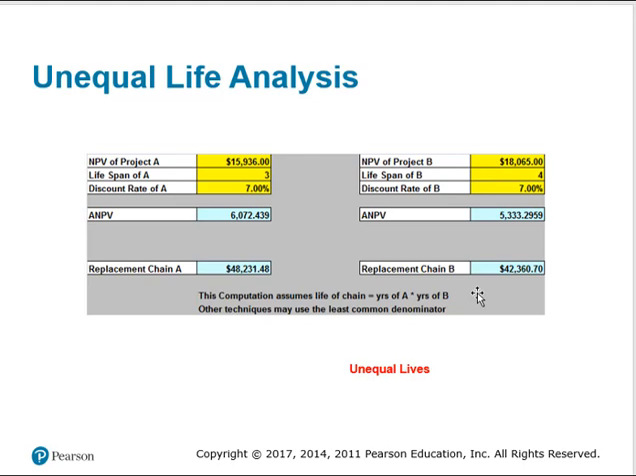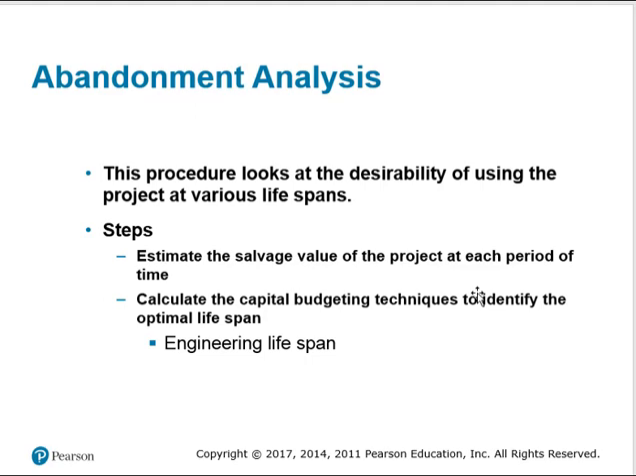So speaking of lifespan, the last thing to talk about is something called abandonment analysis. What we're looking to solve for here is something called the engineering lifespan. In several of our examples, we've given projects a life. The project has a 6-year life. In this unequal life analysis, one of the projects is 3, one of the projects is 4. How did we come up with that?